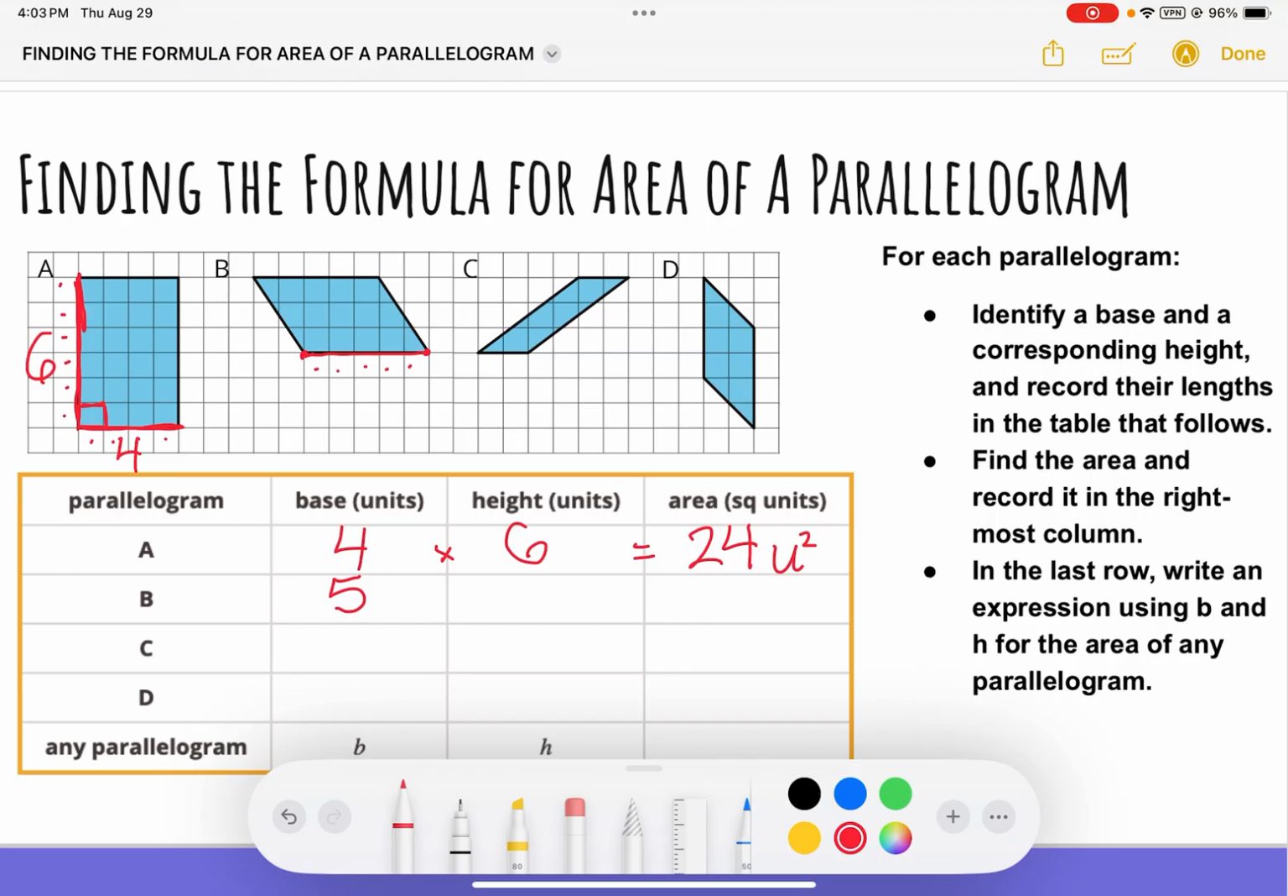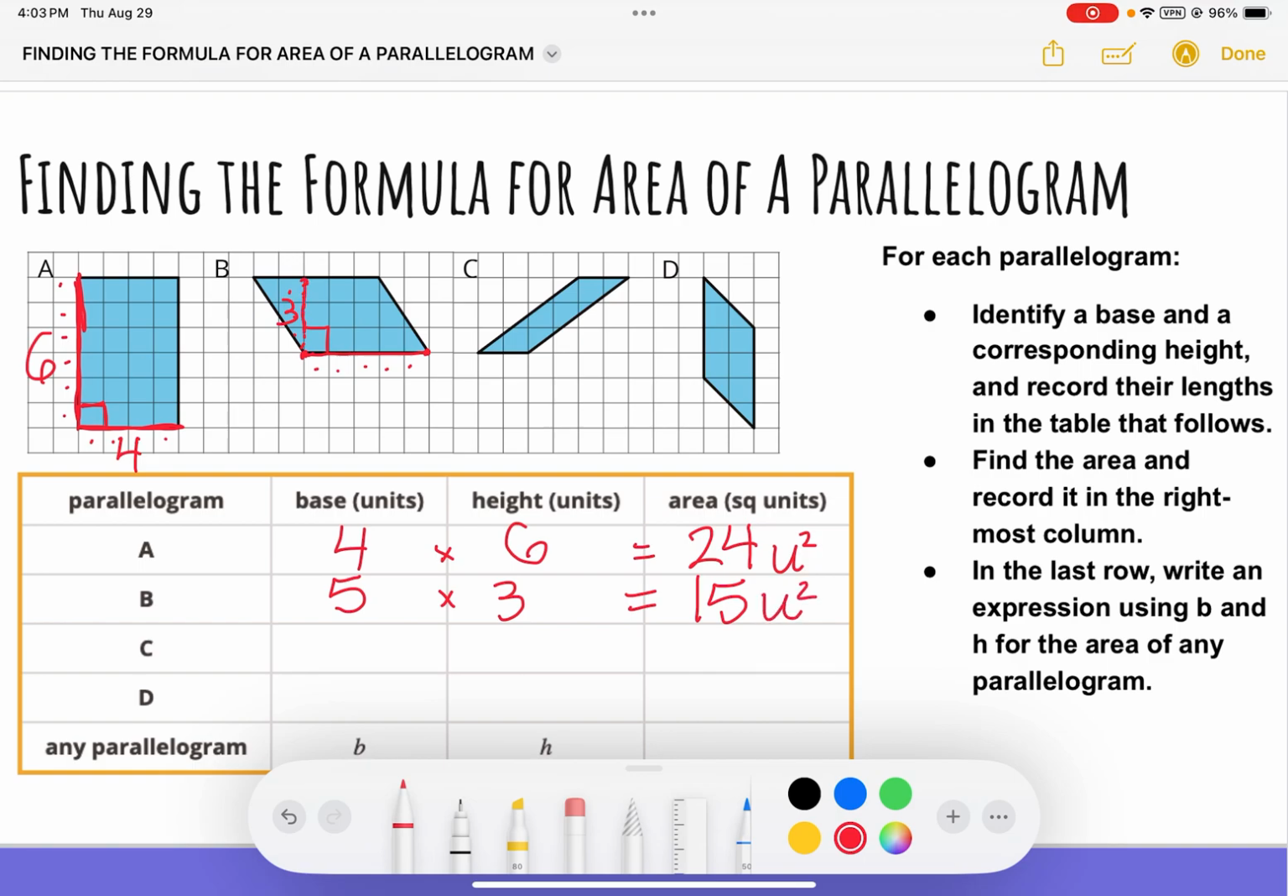My height needs to form a right angle with it. So I'm going to draw a dotted line inside the shape that goes to the opposite side of the base, and it needs to form a right angle. Now I can count the units. How tall is that dotted line? 1, 2, 3. Now with those numbers, I multiply the base and the height. 5 times 3, which is 15 units squared.